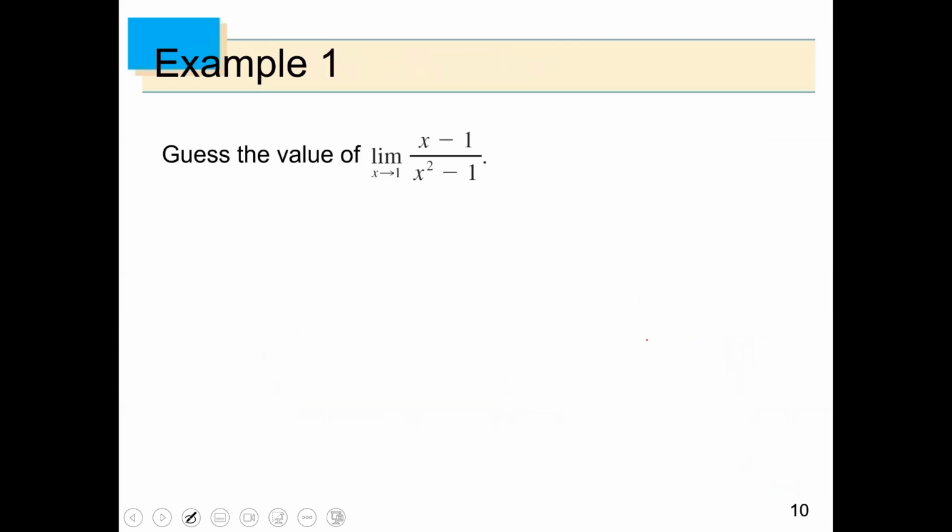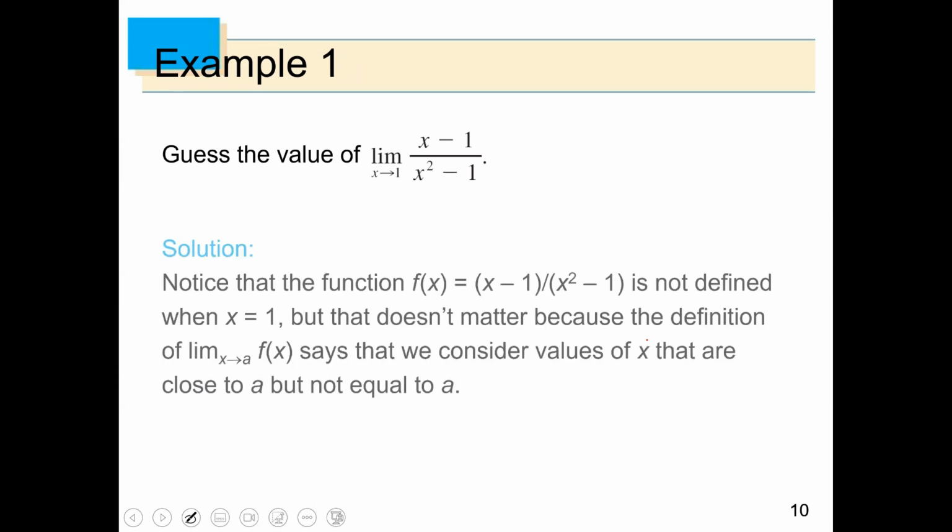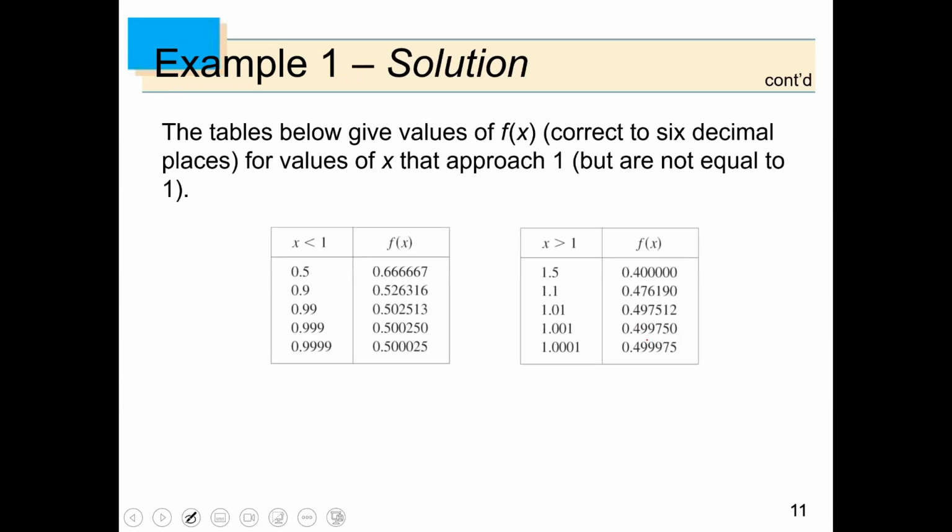Look at this example. Guess the value of the limit of (x minus 1) over (x squared minus 1) when x is approaching 1. So far, we don't have any other tool. We only have the calculator to do that. So we will take some values of x close to 1 from the right, from the left, and then we will conclude. Look at what we will get if we take some values.